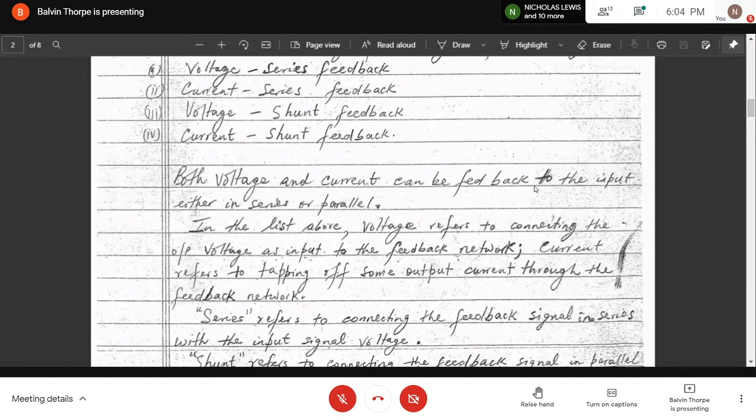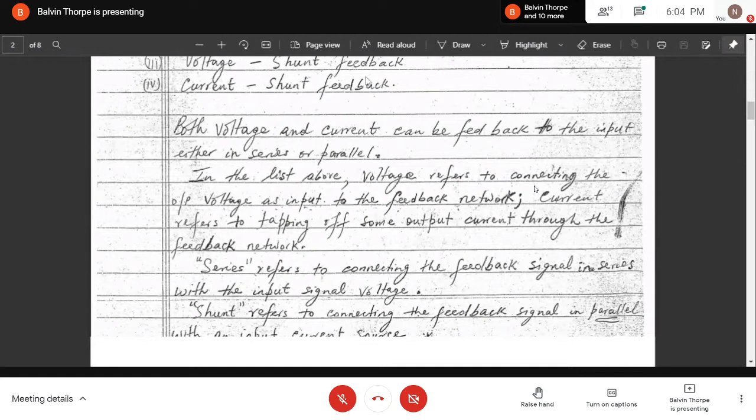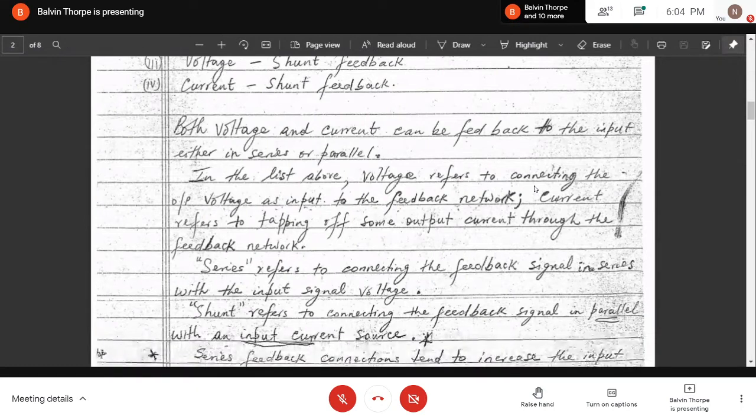Again, here's one of the places that students get thrown off at times. So jump into the second paragraph here. It said in the list above, the four that I just mentioned, voltage, I wanted you to take notes. Voltage refers to connecting the output voltage as input to the feedback network.